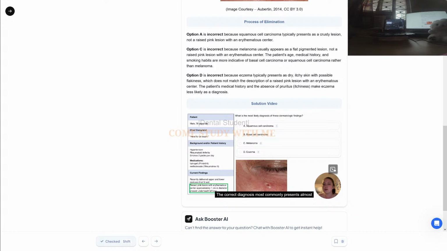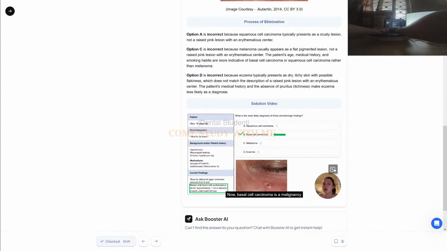The correct diagnosis most commonly presents almost identically to this image, and it's characterized by this pink or pearly color with an erythematous or ulcerated center. It's commonly round and raised and about the size being described. The location is always important when making a pathology diagnosis, but this lesion specifically is known for being found in this area of the face. Now, based on the image, this description as a raised pink lesion with an erythematous center, the location of the lesion, and based on the fact that the patient is asymptomatic, we know that this is basal cell carcinoma.